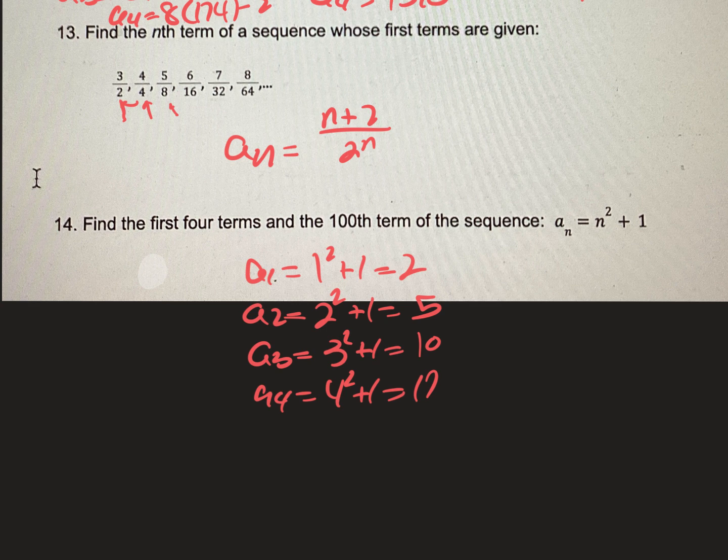And the pattern is it's increasing. It goes up by 3, by 5, by 7. So the 100th term, you won't believe it, you're actually going to plug in 100. 100 squared plus 1 should give you 10,001.